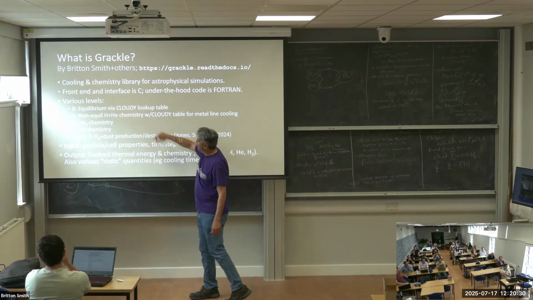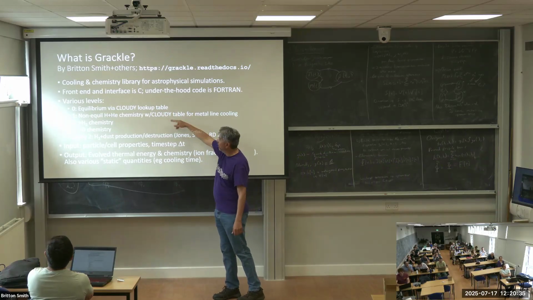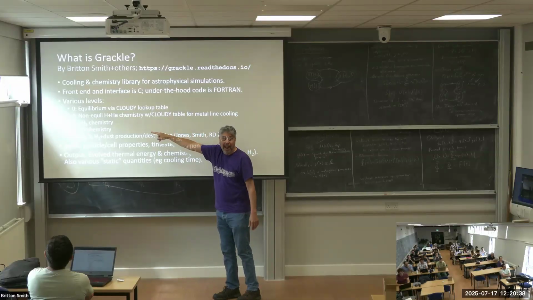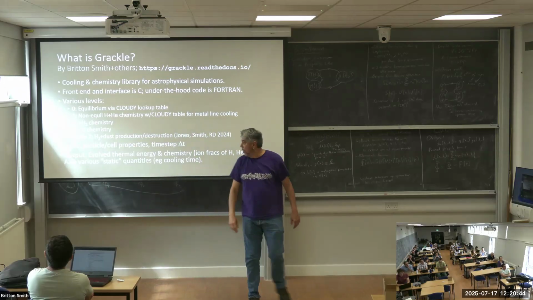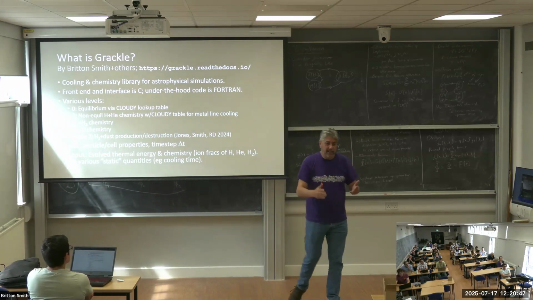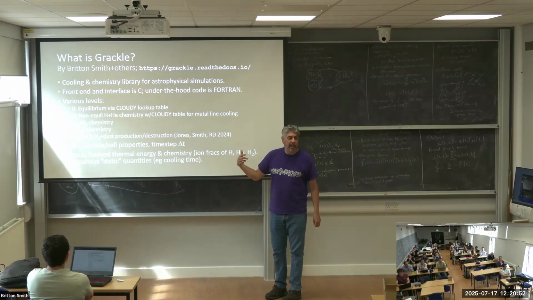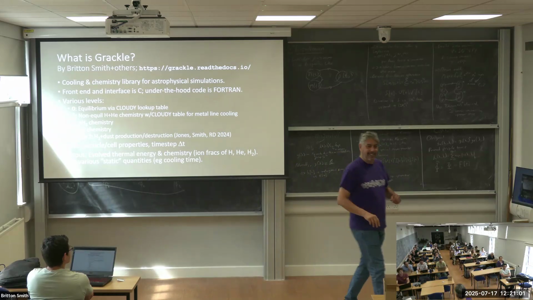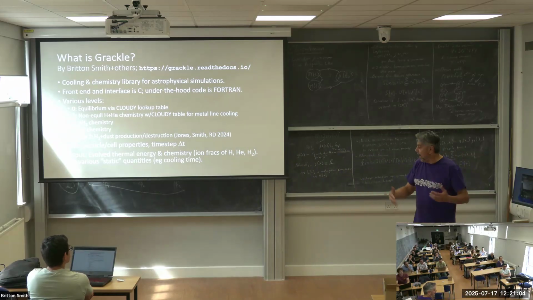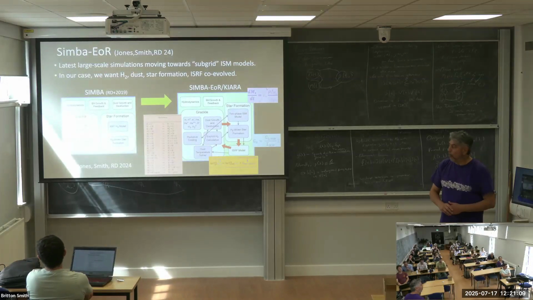So there are various levels that you can go to: fully equilibrium, non-equilibrium, primordial. You can add H2 chemistry, and even deuterium chemistry. Then a student of Britton's and mine, Ewan Jones, actually integrated Simba's dust production and destruction model into Grackle. So it's kind of level 2, but a different branch of it. And again, you just give it the properties and it gives you a bunch of nice things. So this is basically what Ewan did.